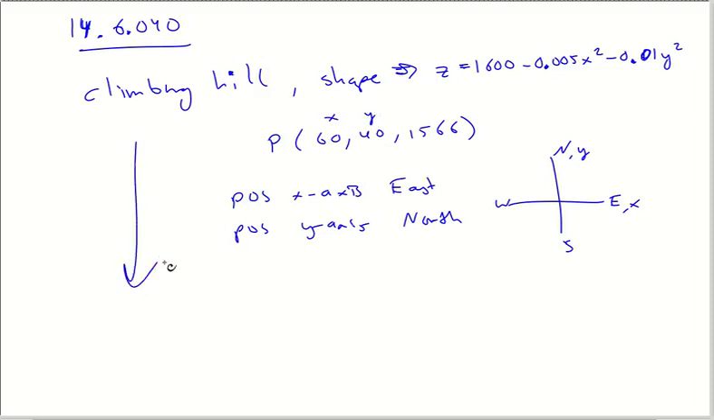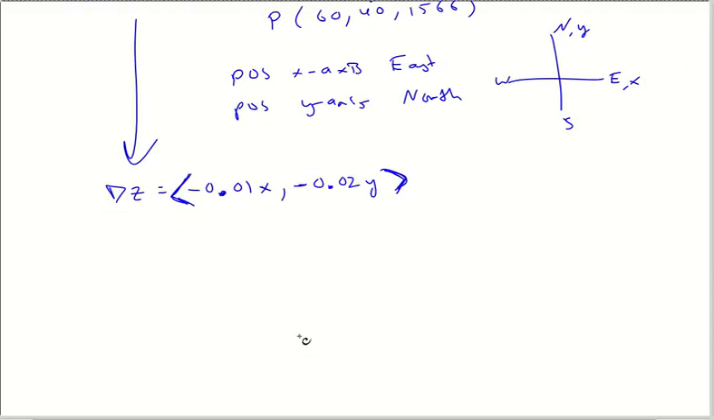Before I keep going, I know they're going to start talking about slopes and stuff, so I just did my grad z real quick. The 1600 goes away. The 2 comes into the front, makes it a negative. There's a vector here. Negative 0.01x. And then right here, the 2 comes down. Negative 0.02y. Okay, awesome. Very good. Okay. I don't know how I'm going to use it yet, but here we go.